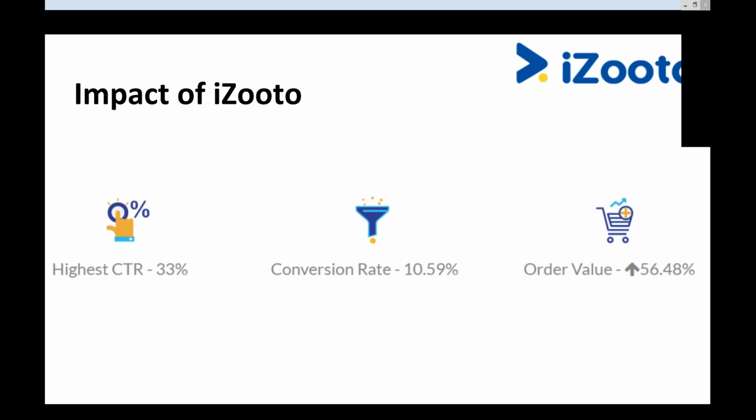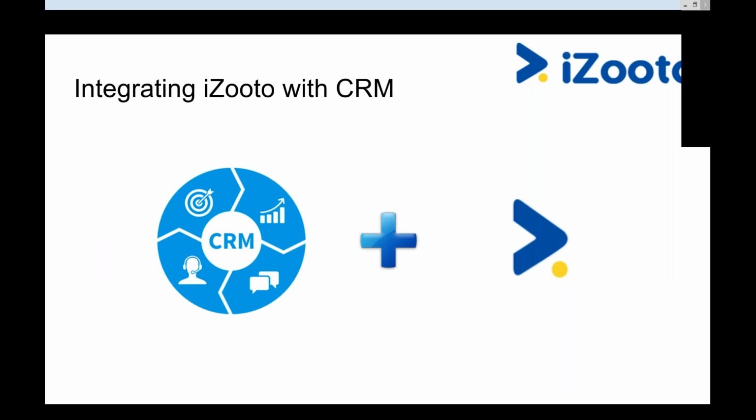Also, the conversion rate shot up by 10.59%. That was the increase in conversions, which was 3x of all the social campaigns they were doing to engage with the visitors coming onto the website. Also, the pain point was to increase sales, and that went up by 56.48%. So those are the numbers for how much any website can increase their sales and revenues.